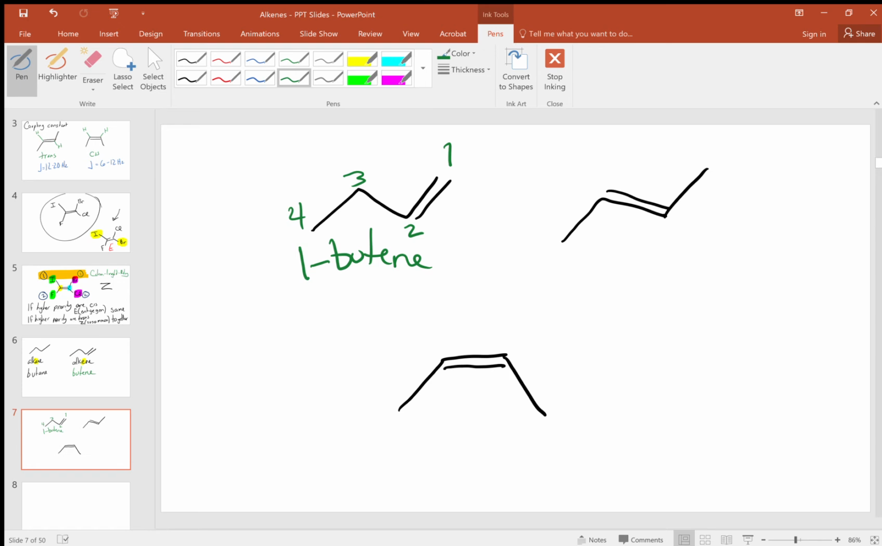Now sometimes you'll see this named in a slightly different way, and that's but-1-ene. What's the difference? Well, in this case there is no difference, and you could use either name, and either name would be acceptable.